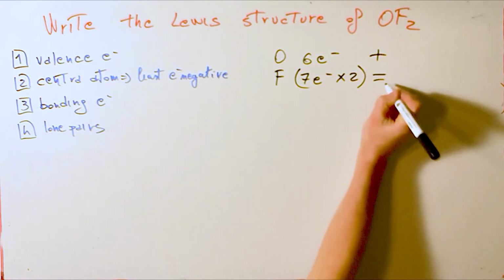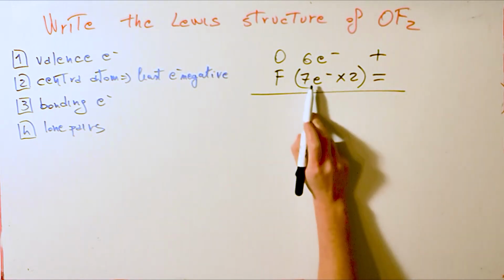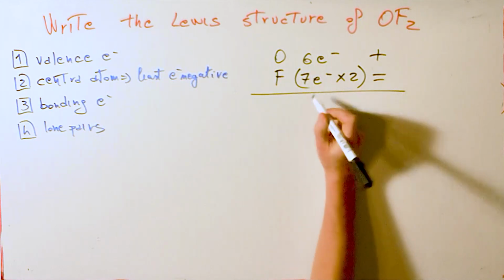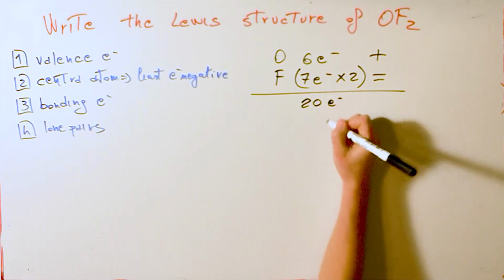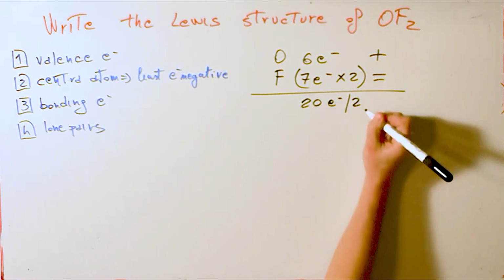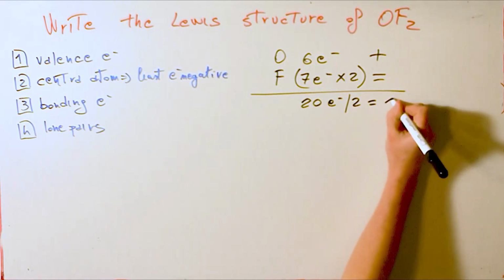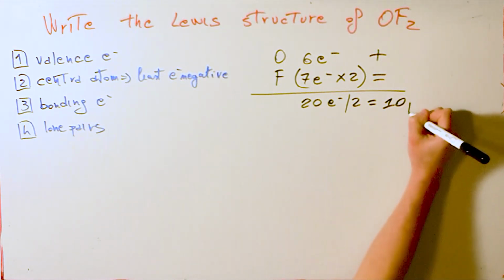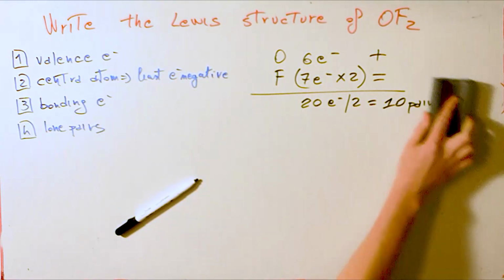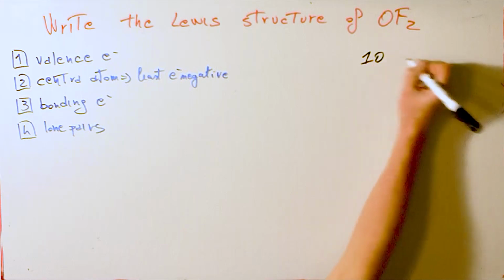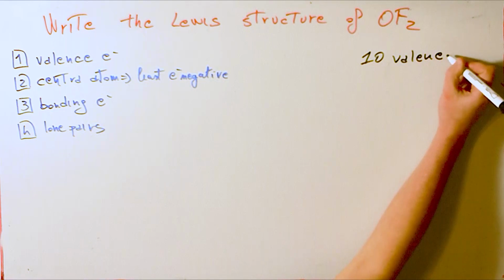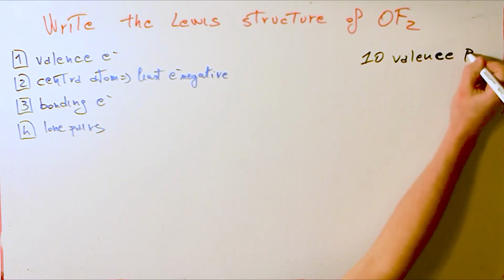Then we have to sum up everything. So we will have 7 times 2 is 14. 14 plus 6 is 20. So we have 20 electrons. But we want to work with pairs of electrons because it's easier. So let's divide this by 2. So we will end up with 10 pairs of electrons. The first rule is done. Let's write here how many pairs of electrons we have as valence pairs.